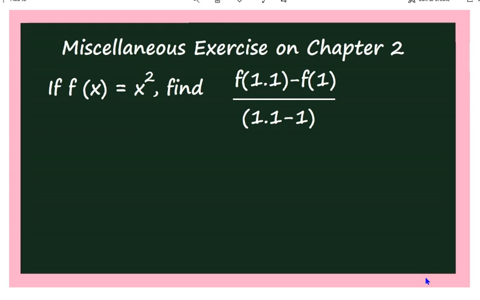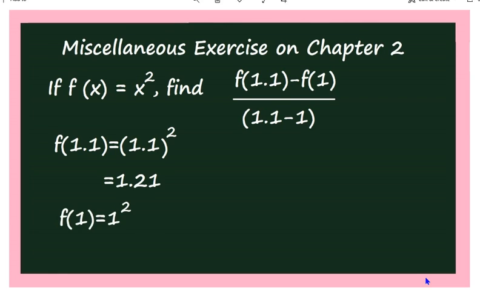Now you take this question. If f of x equal to x square, find f of 1.1 minus f of 1 divided by 1.1 minus 1. And to see this, let us find f of 1.1 first. And what is f of 1.1? 1.1 whole square. What is 1.1 whole square? 11 square is 121. Therefore, it is 1.21.